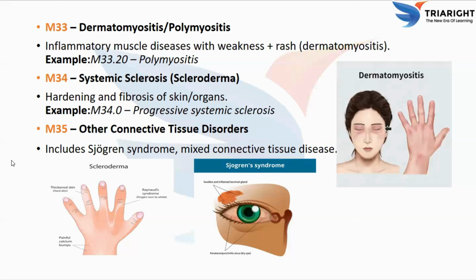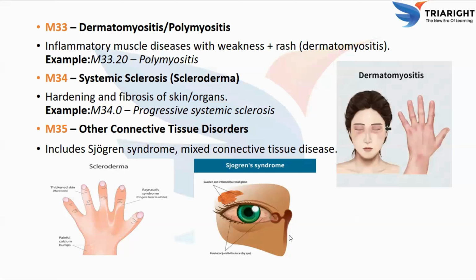Next is M35, the other connective tissue disorders. This category includes several autoimmune conditions such as Sjogren syndrome. What do you mean by Sjogren syndrome? The immune system attacks the glands that produce tears and saliva, so it leads to very dry eyes and mouth. Here you can clearly see the image of an eye showing the swollen and inflamed tear gland, red irritated surface, and also gritty sensation and dryness.